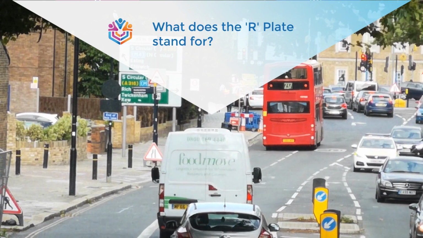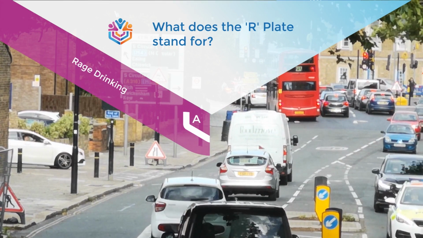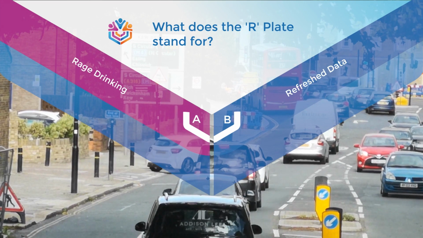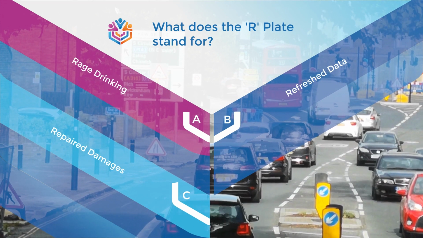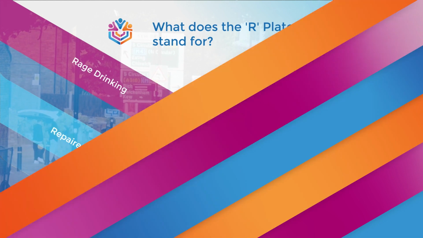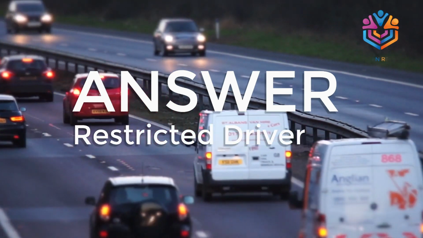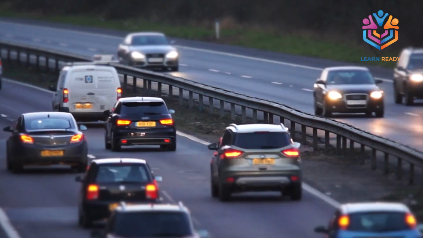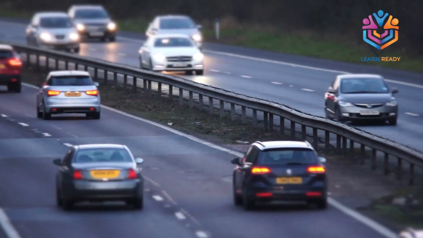17. What does the R plate stand for? A. Rage drinking. B. Refreshed data. C. Repaired damages. D. Restricted driver. Answer: Restricted driver. In Northern Ireland, a newly qualified driver must display an R plate, for restricted driver, for 1 year after passing the test.